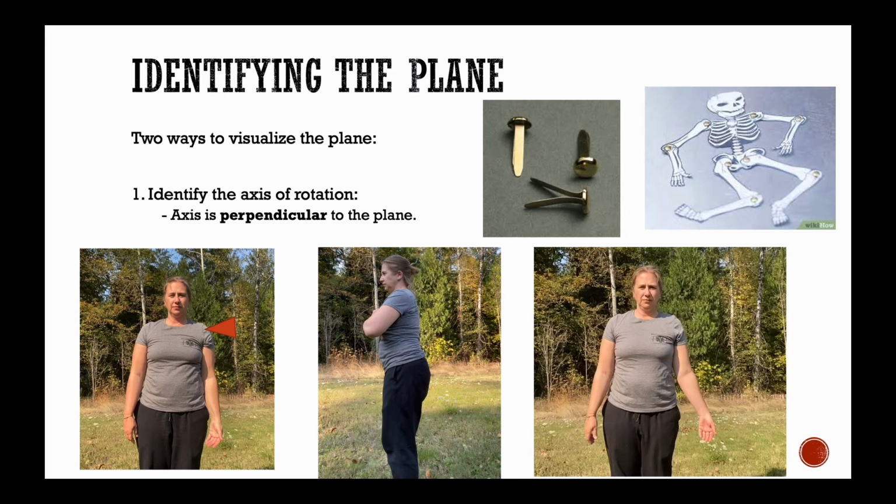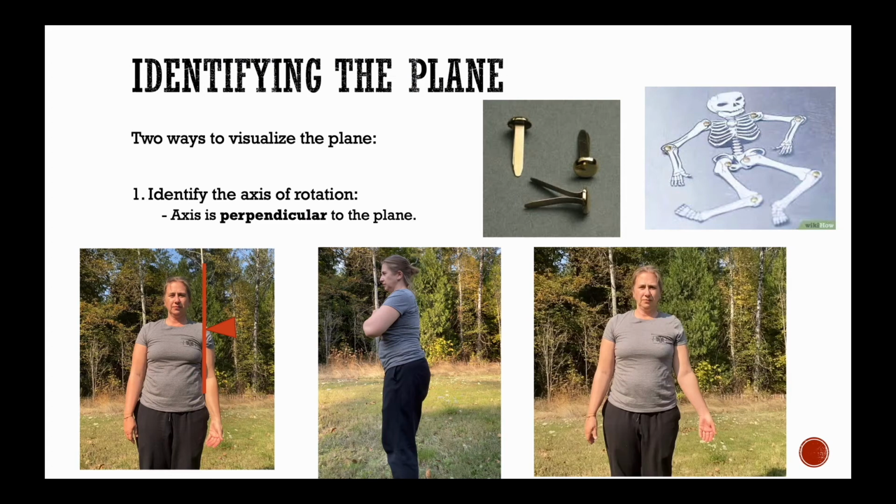Now, what you need to remember is that the axis is perpendicular to the plane. So this plane is going to be straight perpendicular to the axis. This plane is the plane that is separating my body from right to left. So we are looking at which plane separates our right from our left. Well, we have our sagittal plane. So that's our sagittal plane.